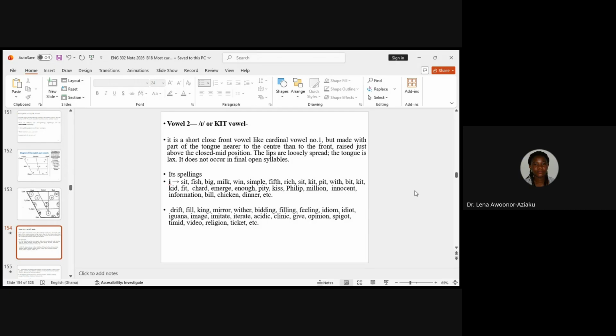So the lips are loosely spread. The tongue is lax. And it does not occur in final open syllables. We'll be seeing this more.